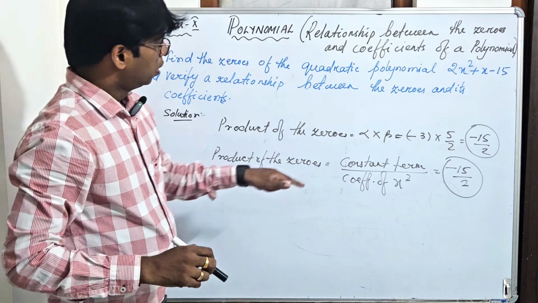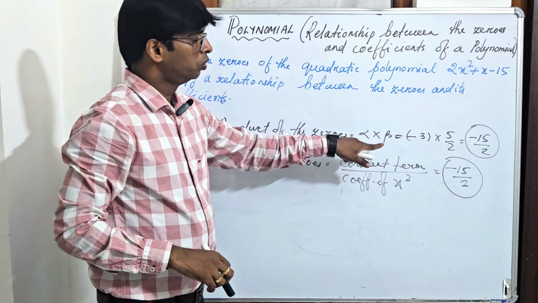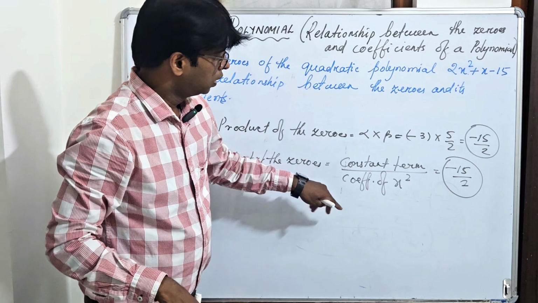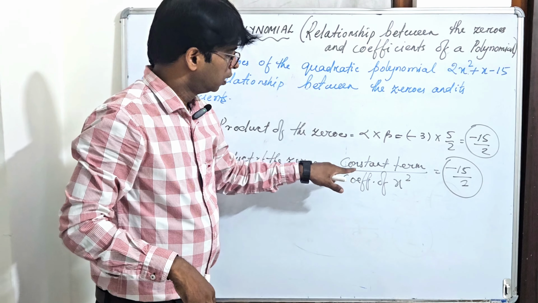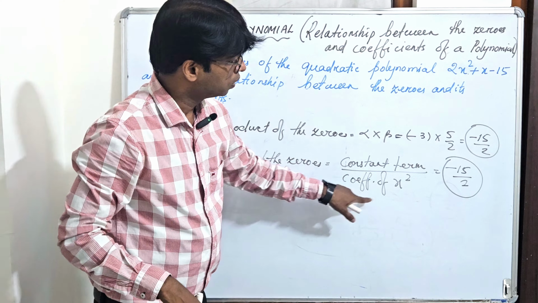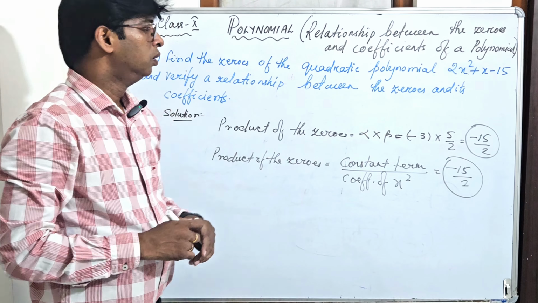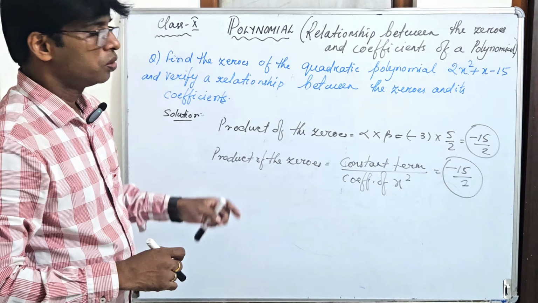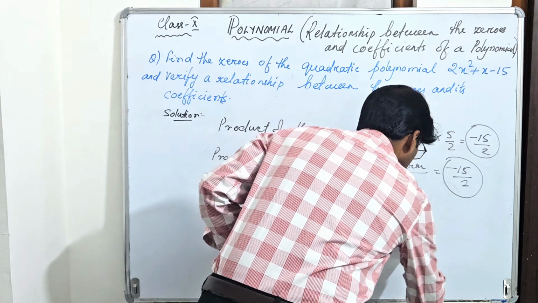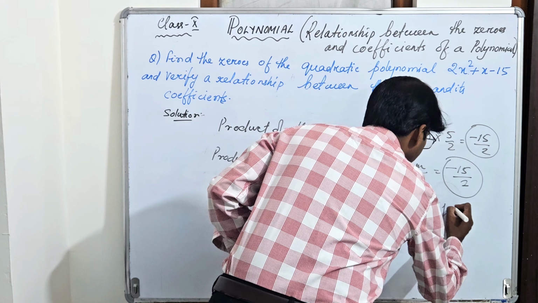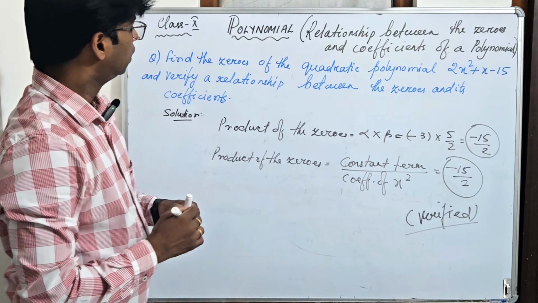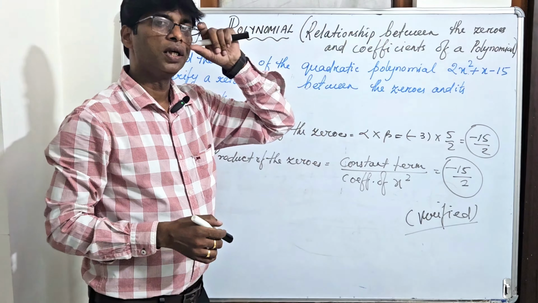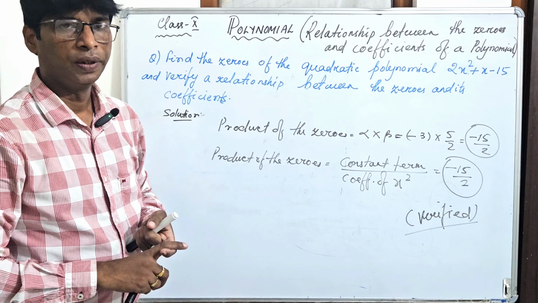Now we got to know what? Product of the zeros, if you simply multiply them, we are getting minus 15 by 2. And here also product of the zeros, when I use the formula, that means I am relating to the coefficients. Constant term by coefficient of x square is equal to minus 15 by 2. So here it shows that sum of the zeros is verified and product of the zeros is also verified. So here I can write, we have verified the relationship between the zeros and its coefficients, that is, the coefficients of this quadratic polynomial 2x square plus x minus 15.